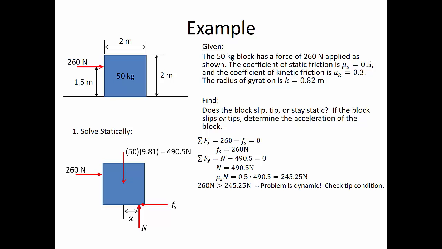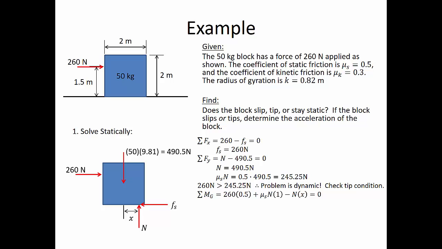Now, the friction that we calculated, 260 newtons, is greater than our 245.25 newtons, meaning the friction we calculated is greater than our maximum static friction. Therefore, our problem is dynamic. So we need to check the tip condition. We sum moments about the center of gravity. So our applied force of 260 newtons times its moment arm from the center of gravity, which would be 0.5 meters, not the 1.5, because we're not summing about the bottom, we're summing about the center of mass.